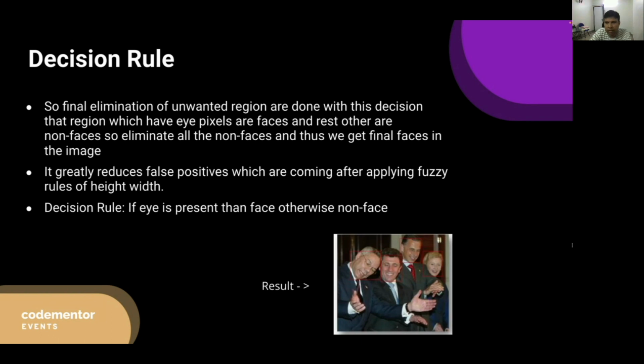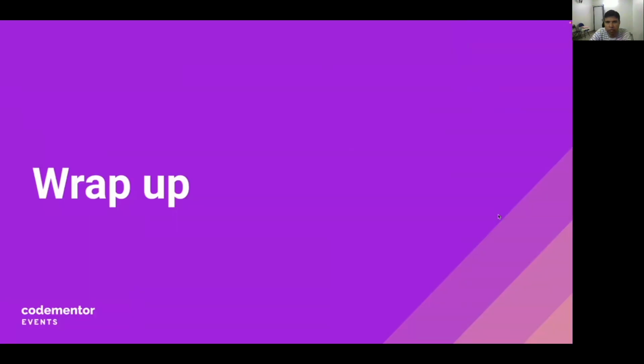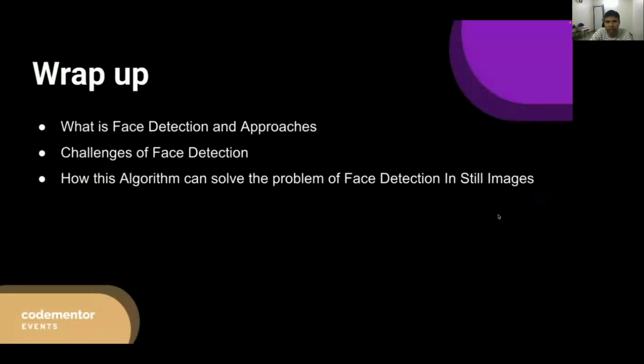This gives you the results. So I would now wrap up. What we have discussed is face detection and its approaches, the challenges of face detection in still images, and how this algorithm can solve the problem of soft face detection in still images. In still images we have pose variations, skin variations, and intensity variations to detect, and we don't have any prior data of video frames. So detecting in a still image is more complex than in a video.